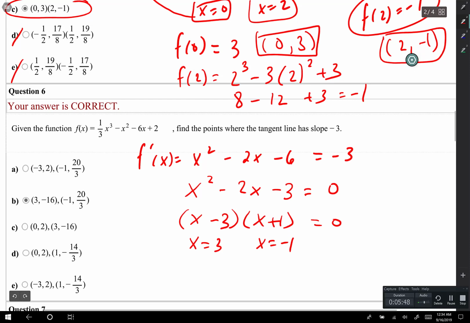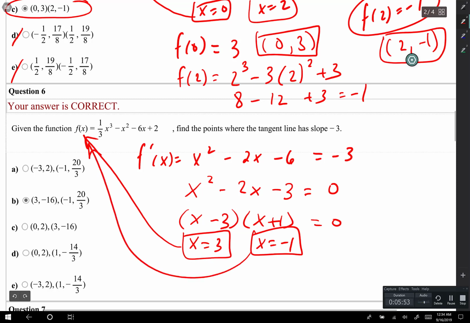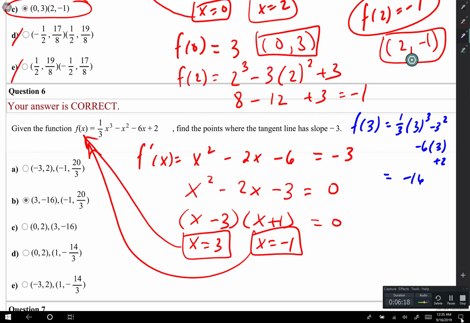They want the points. So again, you plug that in here and -1 in there. So here are my points. I'm going to write them here on the side. I'm going to put them in blue, guys. F of 3. So 1/3 times 3 cubed minus 3 squared minus 6 times 3 plus 2. And that's going to give us -16. I already did it earlier. And then if I plug in a -1, I'm just going to go ahead and tell you, if I plug in a -1, you're going to get 20/3. So we just look for those points, and here they are.